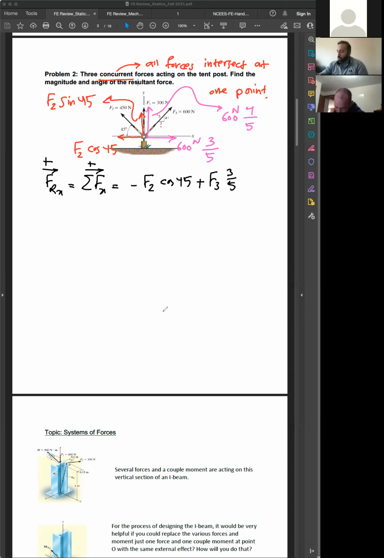Something you don't want to forget is that your F2 is equal to 450 Newton, and F3 is equal to 600 Newton. This is your X direction. What about the Y direction? Y direction, let's say upward positive. Vertically you have, first of all, this red one corresponding to F2, upward positive.